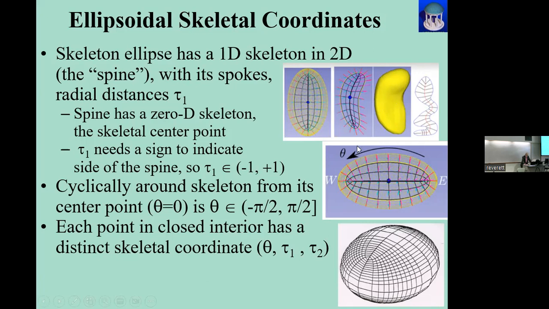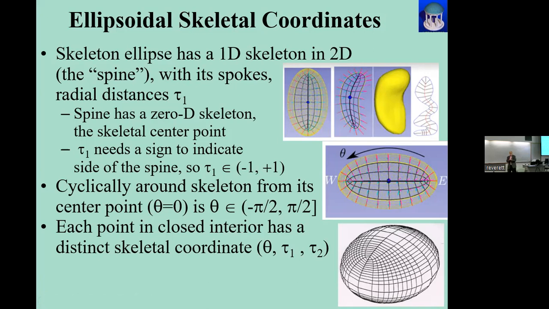The skeleton will have two vertices in this example. And the vertex of the skeleton should map onto the vertex of the deformed skeleton, likewise for the other vertex. And then the fold of the ellipse should map onto the fold of the skeleton. Okay, we want all that to happen.